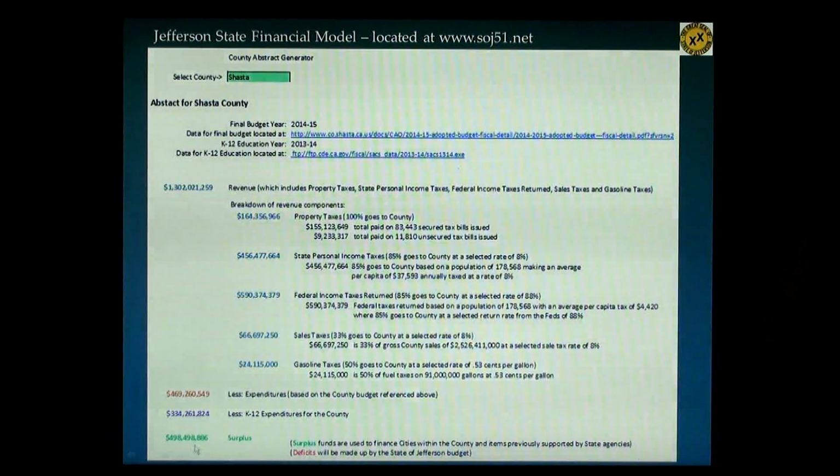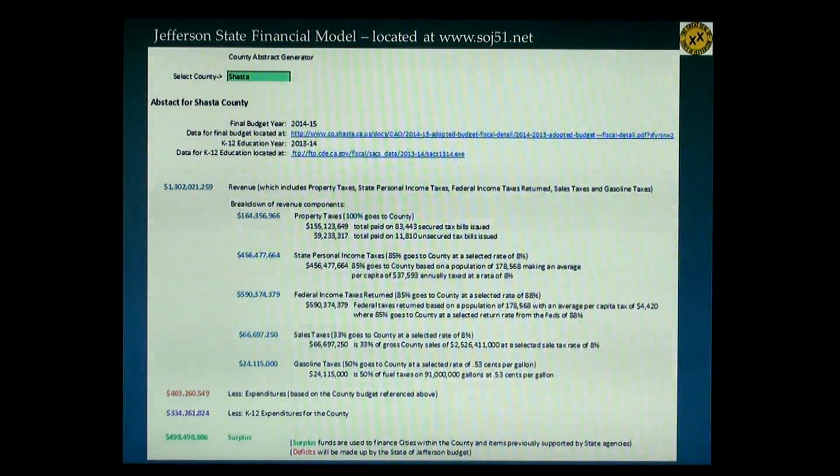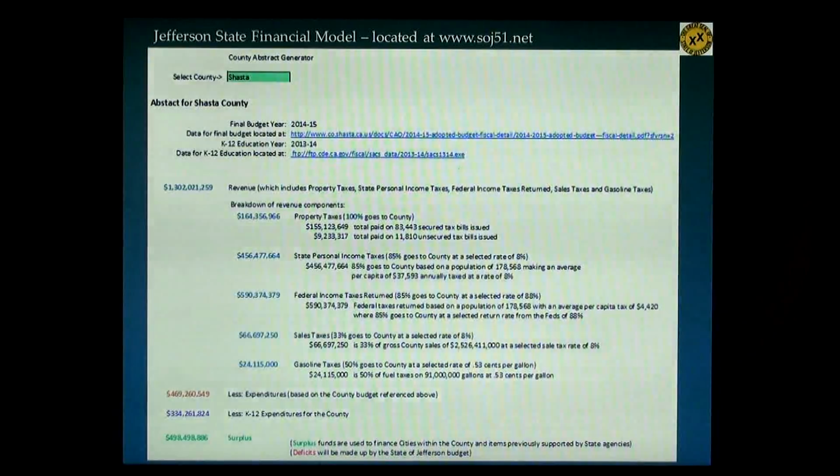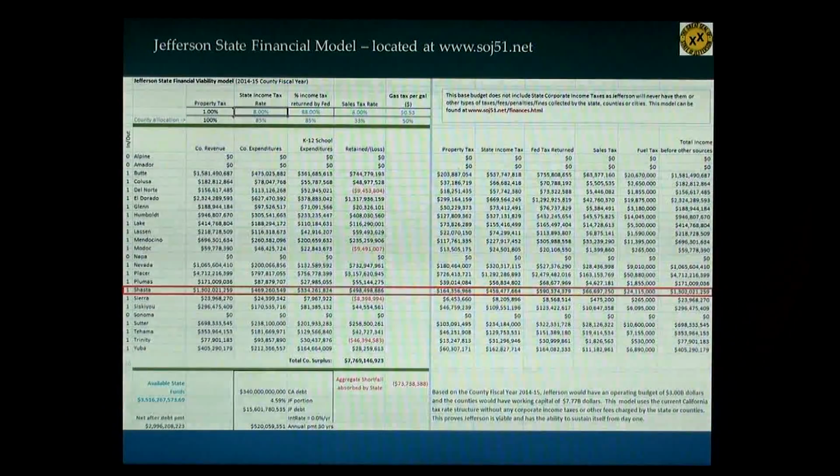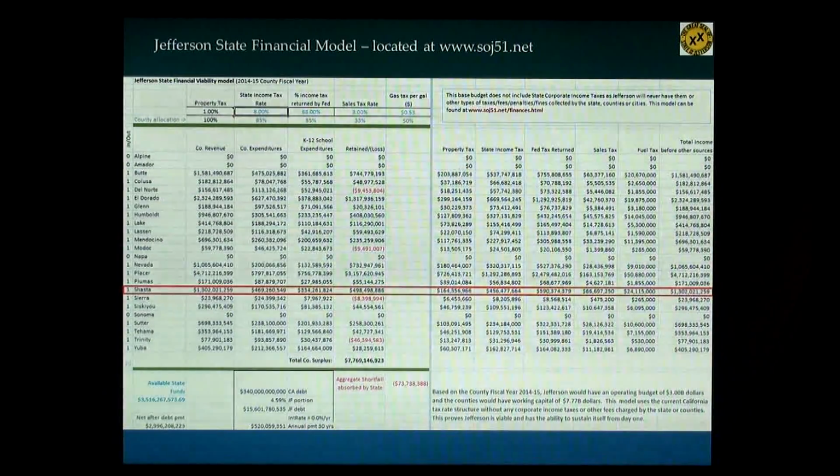So that is money that will be used to spend on items like roadways, if Shasta County has any cities within it, a number of things that the state used to provide, now the county will provide. As the state of Jefferson will not have a very large government at all. The California government currently has 570 different agencies. We foresee 35 to 50 agencies, and they won't be staffed in order to do the work. What they'll be staffed for is advisory to the counties, because the counties will be performing all this work.